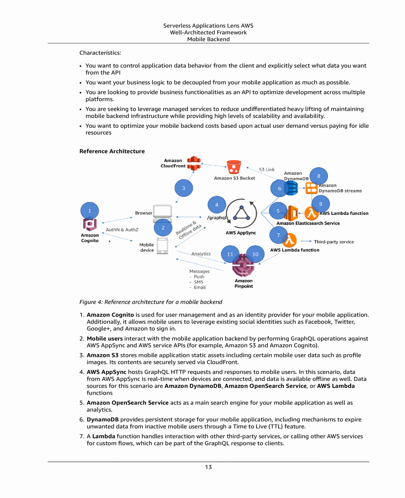5. Amazon OpenSearch Service acts as a main search engine for your mobile application as well as analytics. 6. DynamoDB provides persistent storage for your mobile application, including mechanisms to expire unwanted data from inactive mobile users through a time-to-live (TTL) feature. 7. A Lambda function handles interaction with other third-party services, or calling other AWS services for custom flows, which can be part of the GraphQL response to clients.